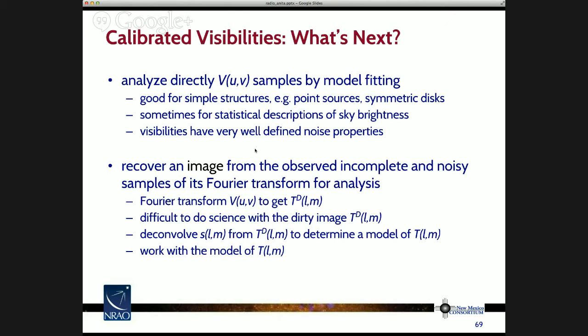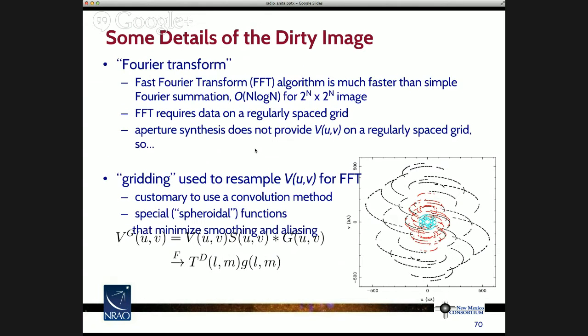So that requires some assumptions, and we'll get to that. So first, some details of the dirty image. I've said for the last few minutes, well, we take the Fourier transform. Well, what does that really mean? In practice, almost all the software packages that do this use some form of a fast Fourier transform algorithm because it's a lot faster, hence the name, and it's simpler in a way than direct Fourier summation, right?